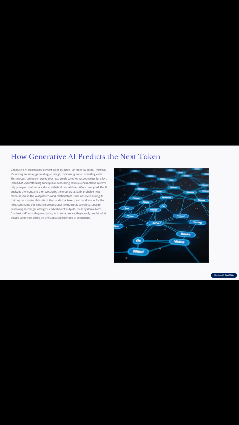When prompted, the AI analyzes the input and then calculates the most statistically probable next token based on the vast patterns and relationships it has observed during its training on massive datasets. It then adds that token and recalculates for the next, continuing this iterative process until the output is complete. Despite producing seemingly intelligent and coherent outputs, these systems don't understand what they're creating in a human sense. They simply predict what should come next based on the statistical likelihood of sequences.